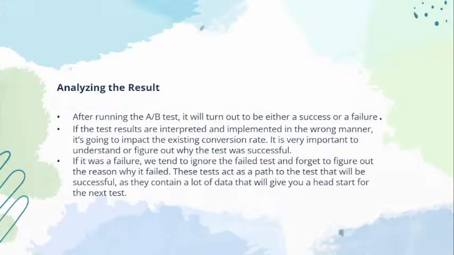And after all this, what do we have to do here? We have to analyze the result of the A/B test. So how do we do this? After running the A/B test, it will turn out to be either a success or a failure. If the test results are interpreted and implemented in the wrong manner, it's going to impact the existing conversion rate. It is very important to figure out why the test was successful, and why it was a failure.